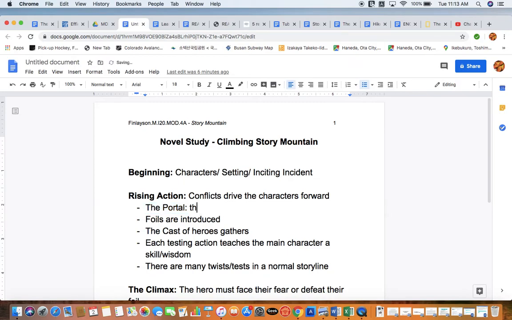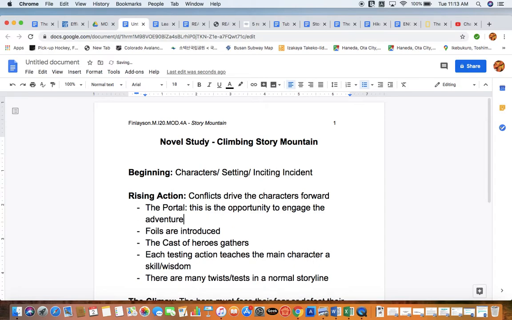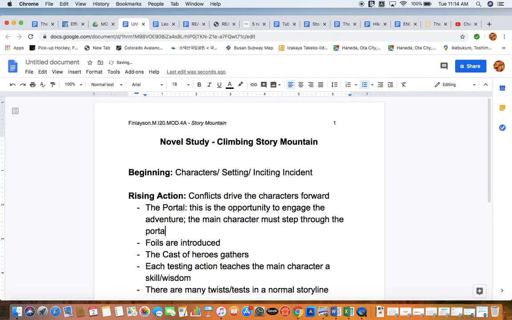So we could say this is the opportunity to engage the adventure. The main character must step through the portal to move on. And the portal may well be metaphorical. It could be very, very literal.